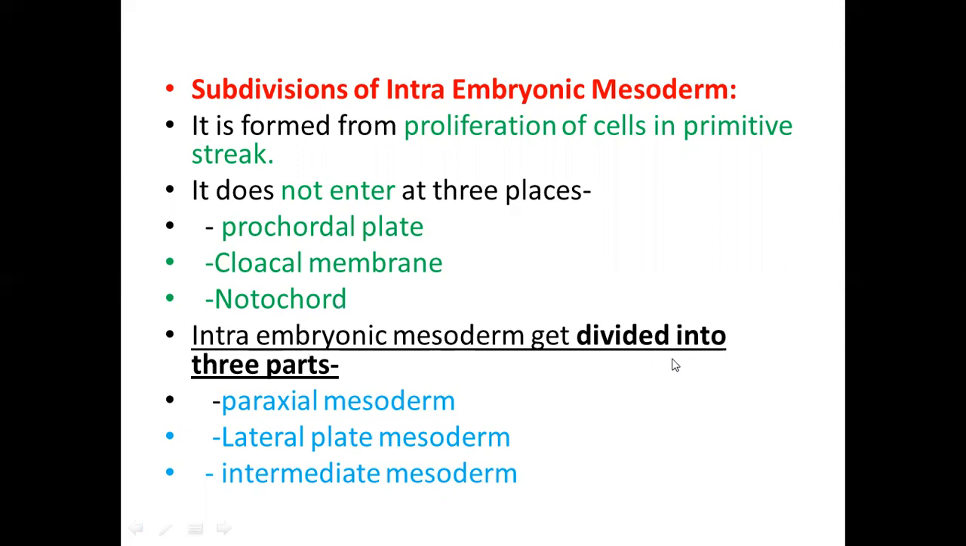The intraembryonic mesoderm gets divided into three parts. Most medially, placed around the notochord, is the paraxial mesoderm. Paraxial means the notochord is acting as an axis, so around it, it is called paraxial mesoderm. Then the lateral plate mesoderm and the intermediate mesoderm. So there are three parts, subdivisions of the intraembryonic mesoderm.